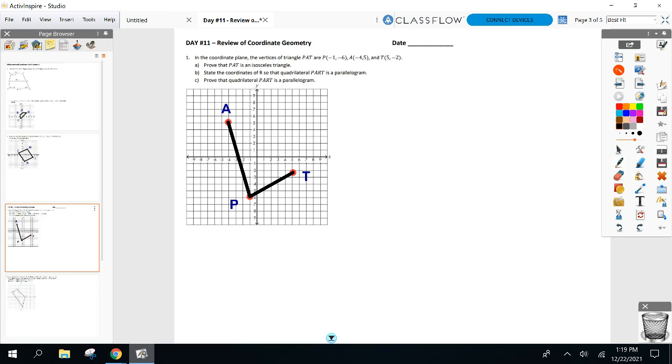A second to graph triangle PAT. Here's what I want to do today. Number one, I want to show you guys we can do these without having to do a quadrilateral. Right away, we're going to try to prove a triangle's isosceles. So we can do these coordinate proofs on triangles too. And two is we're going to start talking about how to work smarter, not harder on these.